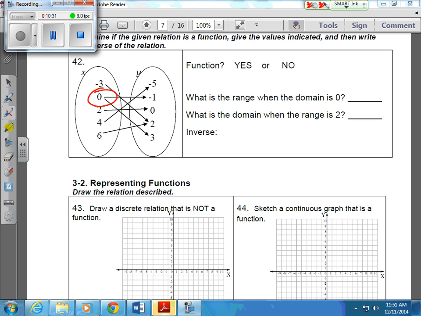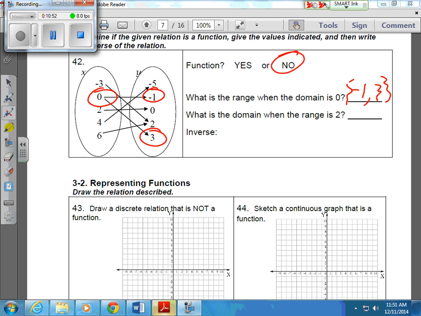If you have two arrows pointing away from a certain x value, then that means it's got repetition in the x column. So no, it's not a function. What is the range when the domain is 0? That's where you have your two x values, -1 and 3.